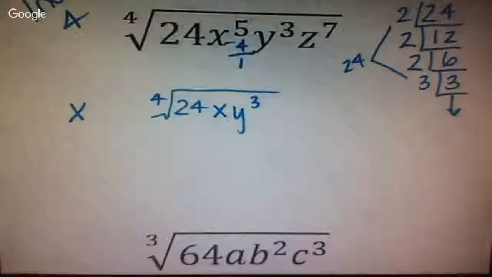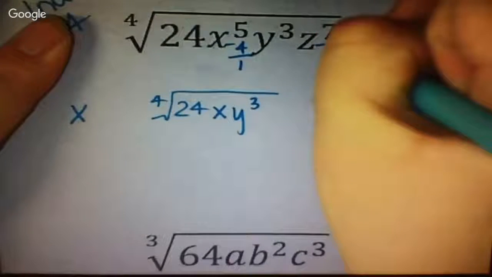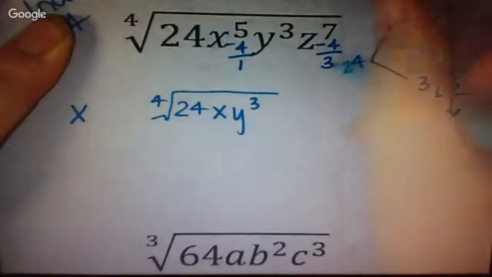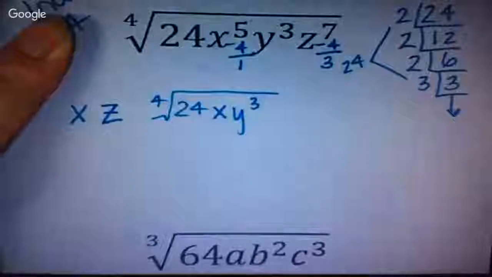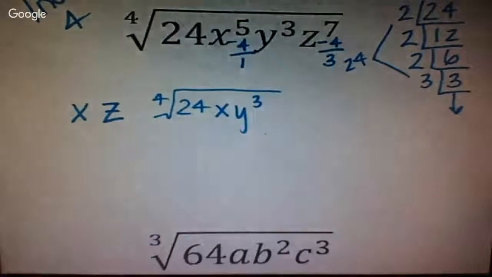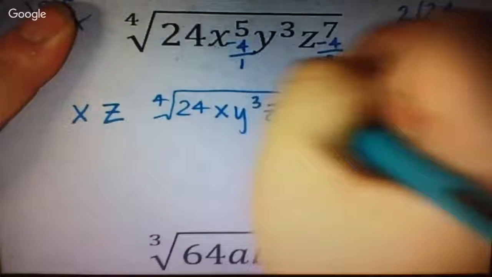Z's. I have 7 of them. Okay, so if I pull out one group, I'm left with 3. Can I pull out any more? No, so I can only pull out one group. So I pull out a Z, and it's Z to the first because I'm only pulling out one group. And I'm left with 3 of them. So it becomes Z to the third.